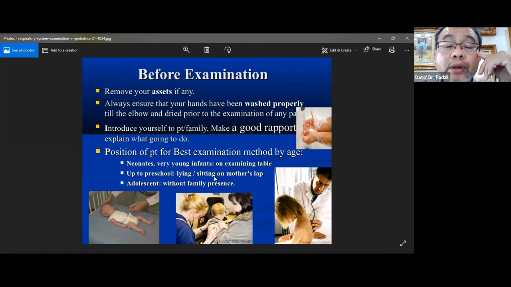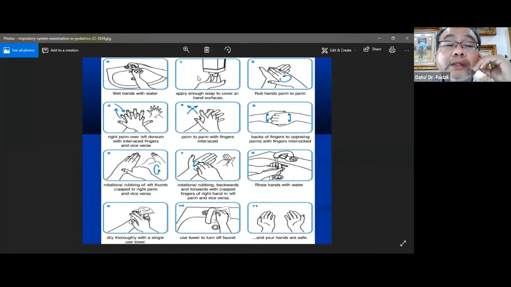In preschool, it depends. The best is to examine the patient lying on the bed, especially for the abdominal examination. But it's not that easy. If they refuse, then probably you can examine when lying or sitting on the mother's lap. Adolescents, you can examine like an adult. Remember to wash your hands properly, because you don't want to transmit anything from you to the patient.